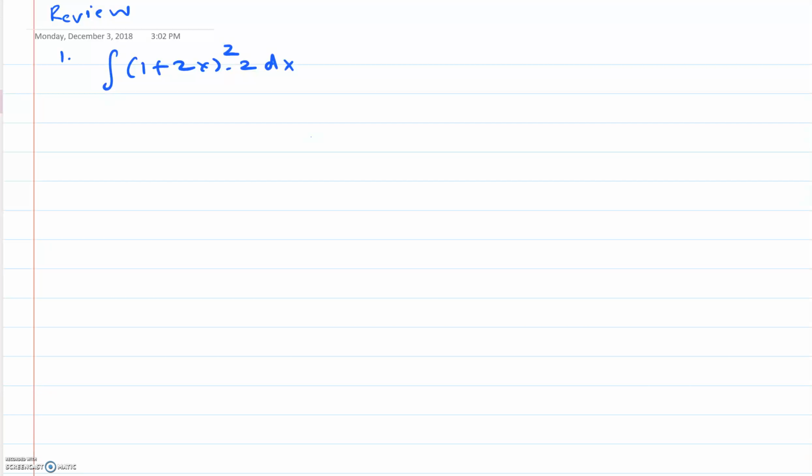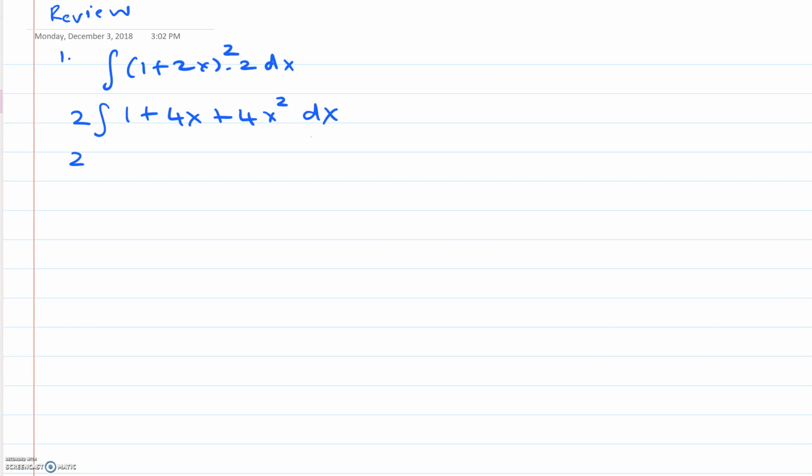This is problem number 1 on the worksheet. You could apply substitution here, or just expand the (1 + 2x) whole squared and apply the power rule. Okay? So either way, if you want to expand, this is going to become 1 + 4x + 4x squared times 2. Probably you could pull the 2 outside, dx.